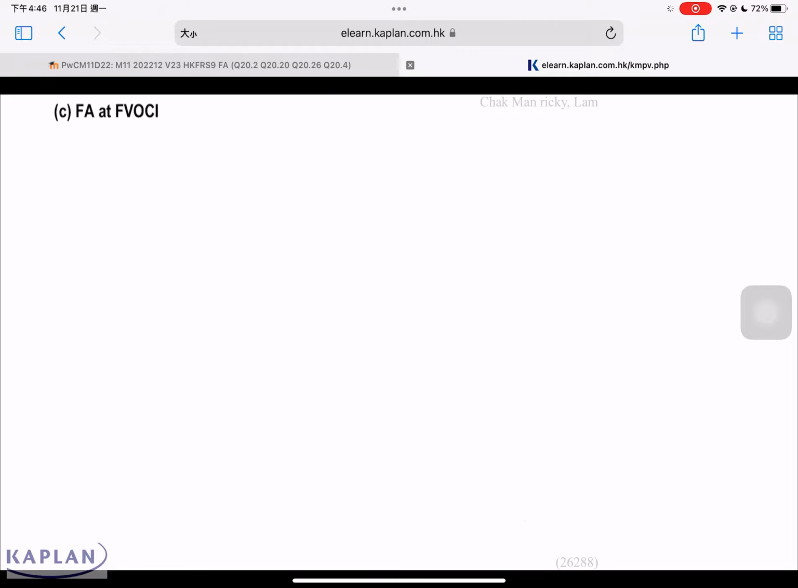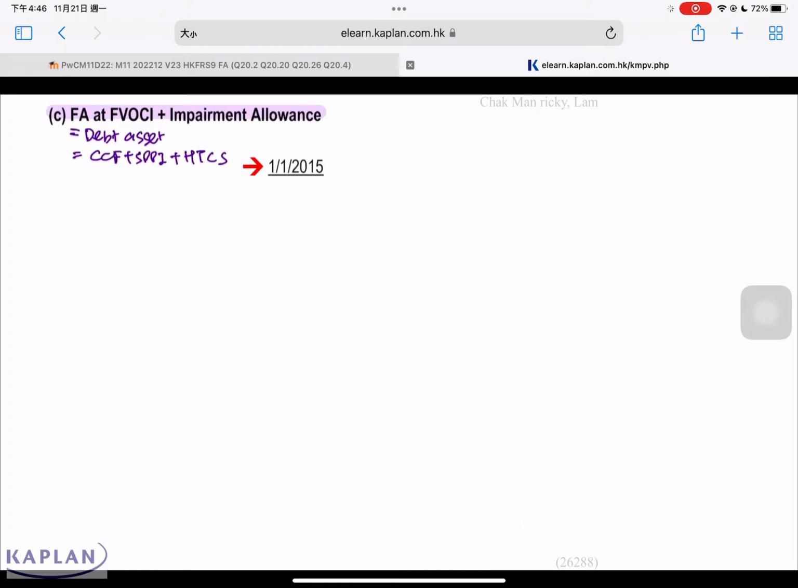C. Financial assets at fair value through OCI with the impairment adjustment. Debt assets that meet the cash flow test and the business model test, held to collect cash and for sales. On 1st Jan 2015, this is the date they purchased. Financial assets is equal to 40,000.